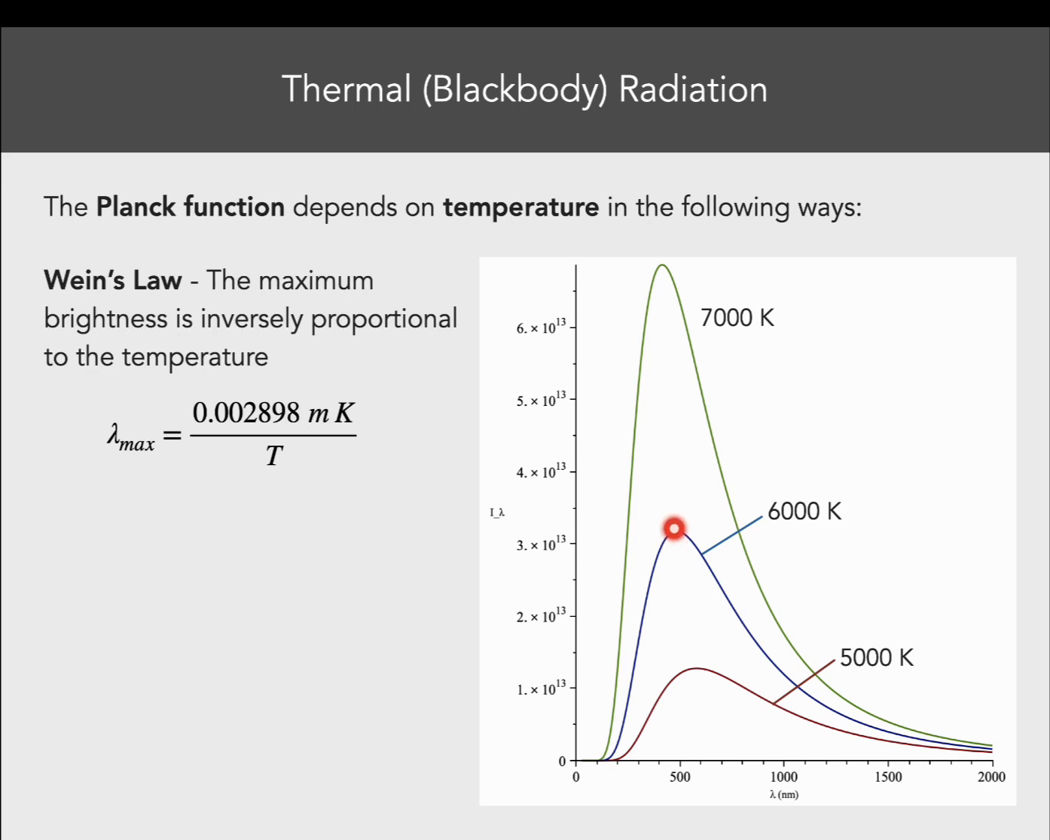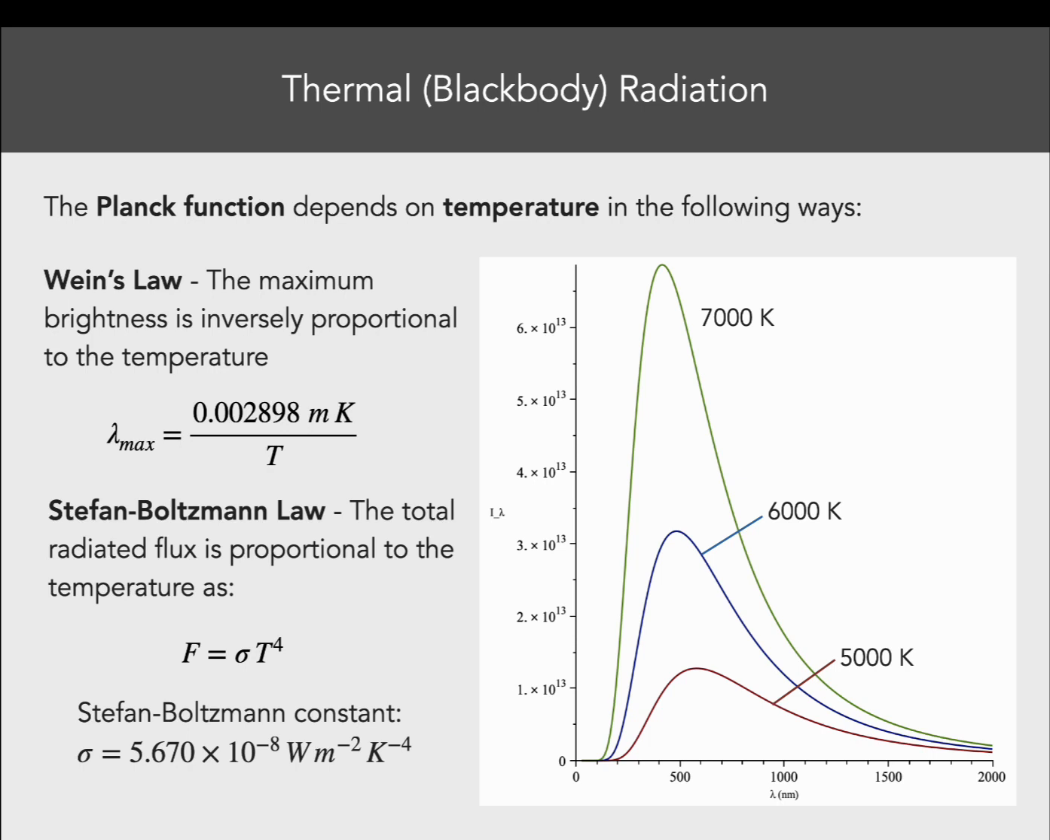So if we look at the peak of a 6,000 Kelvin emitter, it looks like it's roughly around 500 nanometers. It's a little hard to tell, but if you go to a cooler object, 5,000 Kelvin, the peak is at a slightly longer wavelength, and this hotter object is at a slightly shorter wavelength. So as you increase the temperature of the blackbody, you shift the peak brightness to shorter wavelengths.